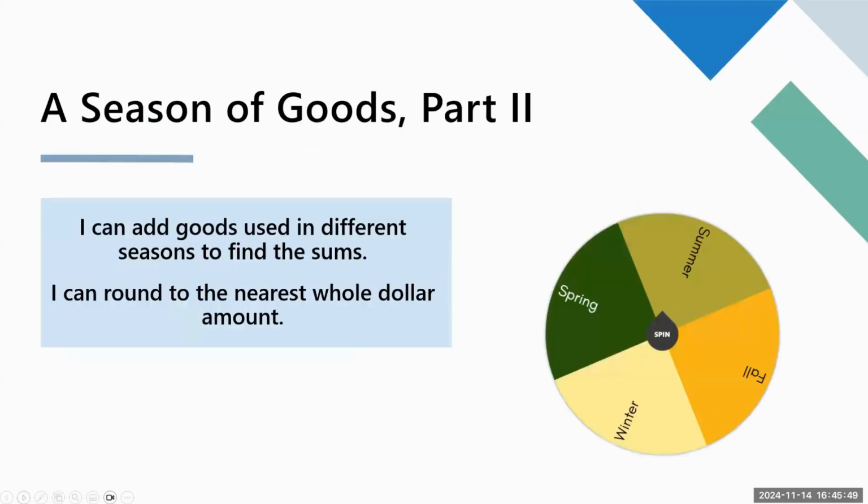So that's kind of the first part of it. The second section is where we dig into the math, because you're like, this is about decimals, Amy. You haven't talked about decimals yet. Let's talk about decimals. So we're going to add goods. We're going to put kids into groups. Each group is going to get assigned a season. And in the group, they are going to add the prices of goods used to find the sum or total cost. And then we're really going to practice rounding.